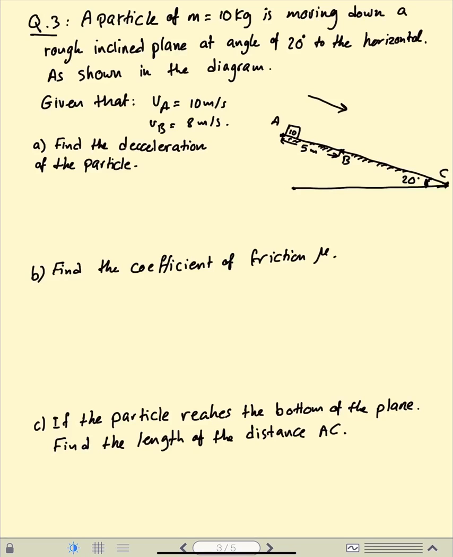Continuing, passing B, v at B is 8 meters per second. Since, my dear students, the plane is rough, the particle will be decelerating. Look, the initial speed is 10, then at B it is 8. Because it's rough, friction is resisting the motion. So in part A, find the deceleration of the particle.